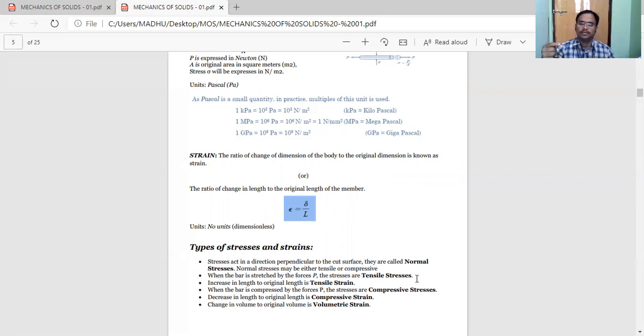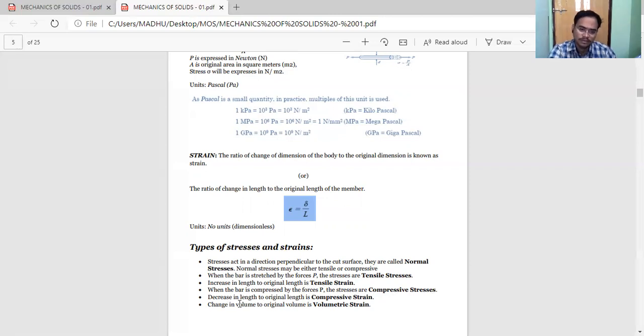And if the body experiences a compression, the resistance forces induced within the body on the application of compressive loads are compressive stresses. Next, strain. Tensile strain: if the applied load is a tensile load, then the strain induced is tensile strain, and if the applied load is compressive, then it is compressive strain.